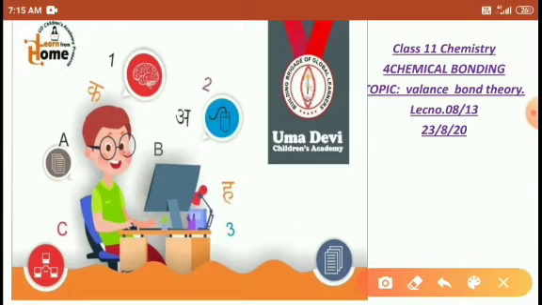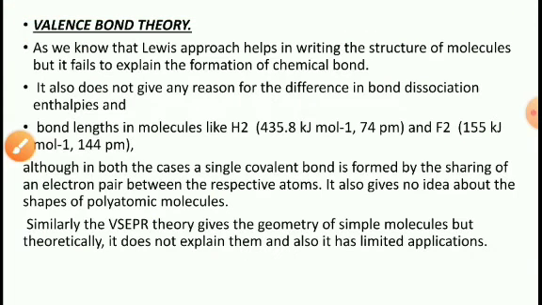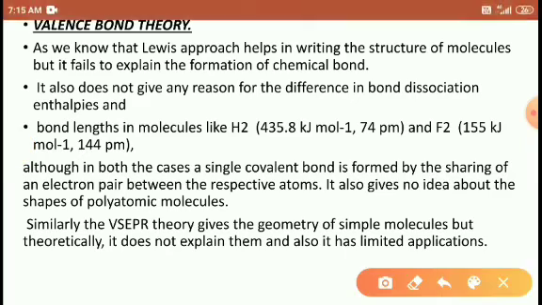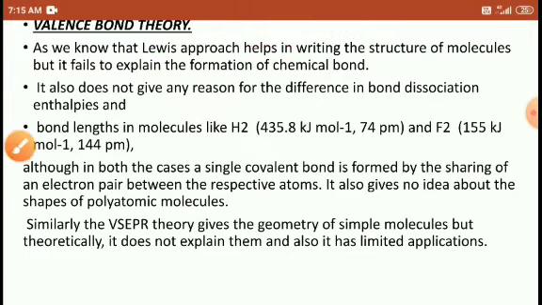Students, today we are going to discuss the topic of valence bond theory. So let's start. The topic is valence bond theory. In this, the Lewis approach helps in writing the structure of the molecule. With the Lewis structure, we write the structure of water, ammonia, PCl5, boron trifluoride, and beryllium fluoride. All these things we write with the help of Lewis structures.